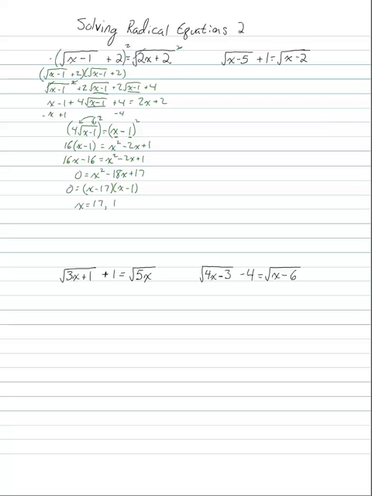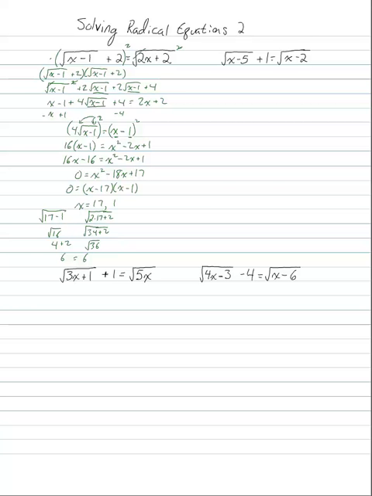Again, check both of them. So we'll go all out on checking the first one. So 17 minus 1, that's underneath the square root. So that would be square root of 16 or 4. That was added to 2, so I got 6 on one side. On the other side, it was square root of 2x plus 2, so 2 times 17 plus 2. So square root of 34 plus 2 would be square root of 36 or 6. So 6 equals 6, 17 does work.